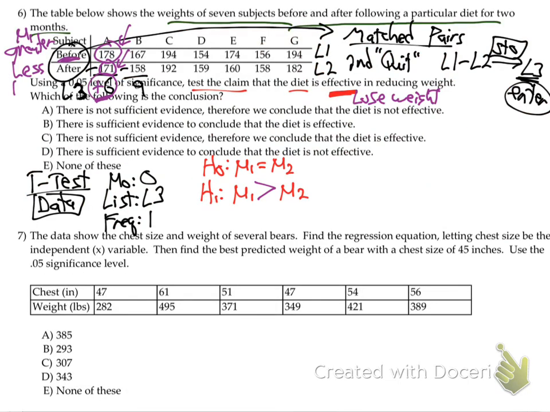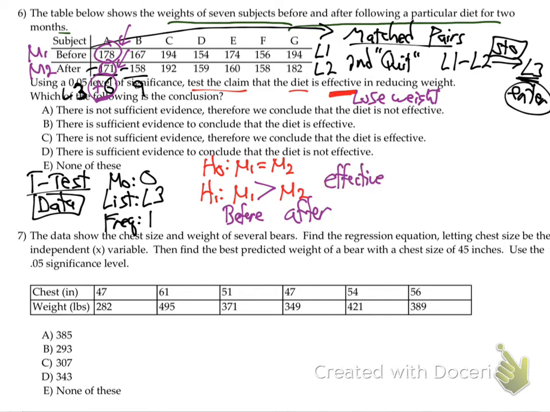You want it to go this way. This is mu1, this is mu2. Let me write that a little better here. So this is mu1, this is mu2. We just take them in order. You want the before to be greater than the after. That's what effective means, when the diet's being effective. Before is greater weight than after. That's what effective means. Okay, so we have to put that in here. We have to choose the greater than option on the t-test. Whatever goes here goes there. Choose the greater than and calculate.